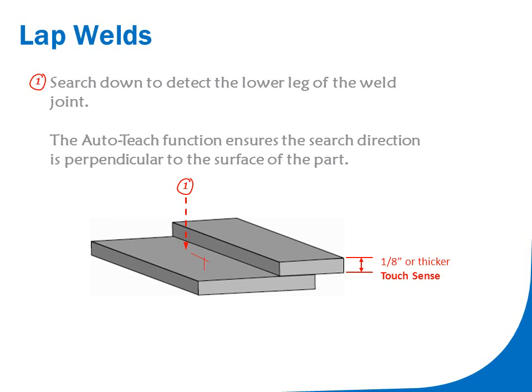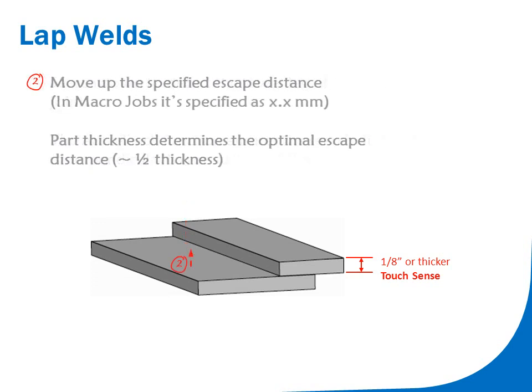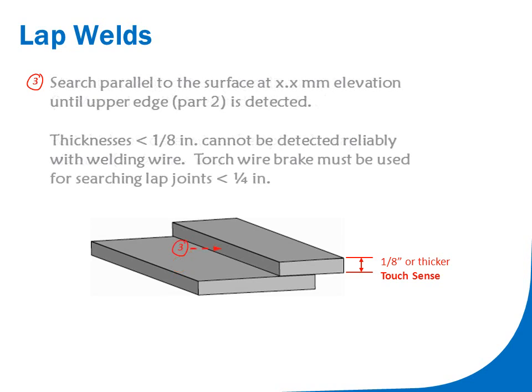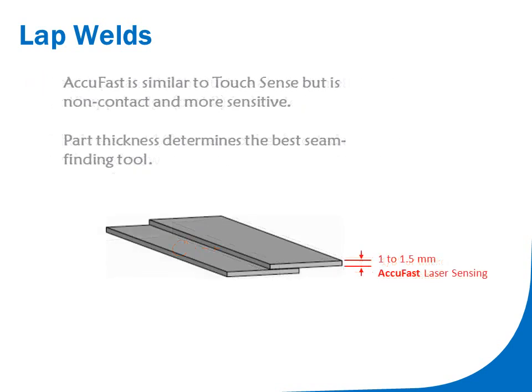AutoTeach automatically determines the optimal search direction perpendicular to the work surface. AutoTeach also detects the work surface and moves up a specified distance before searching for the upper part. AutoTeach then searches for the upper part. It automatically searches for the angle of the upper part and searches perpendicular during operation. AutoTeach ensures the most accurate results regardless of part orientation.